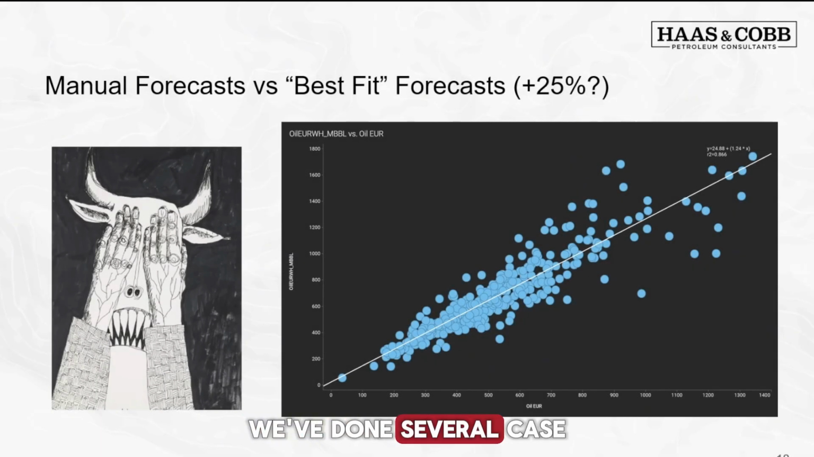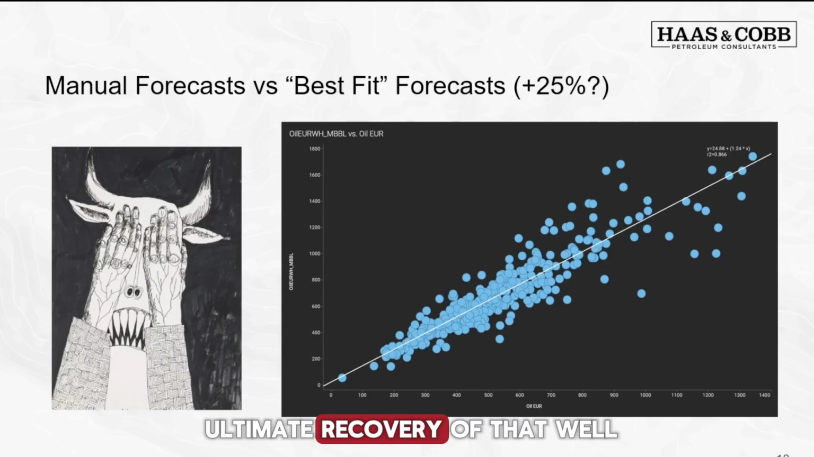We've done several case studies on that subject where we'll take a best fit B factor on a group of wells. I believe this was 300 or 400 wells in the Bone Spring of New Mexico, and best fit B factor EURs versus a multi-segment B factor, or a B factor more fit for the flow regime of the well. And we often see that a best fit B factor can be up to 25% too high on the ultimate recovery of that well.